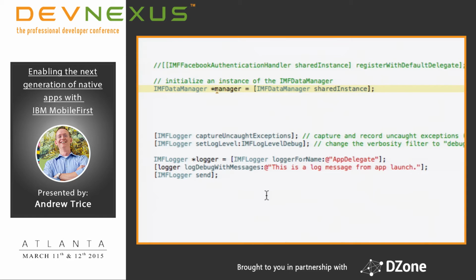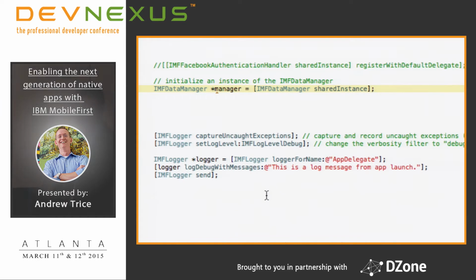And then you just need to create a logger instance, using IMF logger, create logger for name. I'm going to call it app delegate just because I'm in the app delegate class. You can give these whatever text string based name you want, but I find it generally good practice to name it the same thing as the class that you're actually editing in. That way, when you're going through the logs later, you can very quickly see where this information is coming from. And then if you want to send a message, we just have logger, log debug with message, and I'm just passing in, this is a log message from app launch. So I'm just sending a message to the back end.